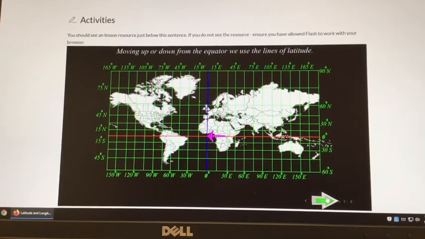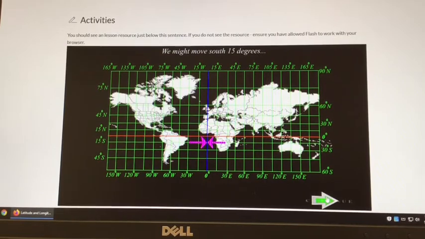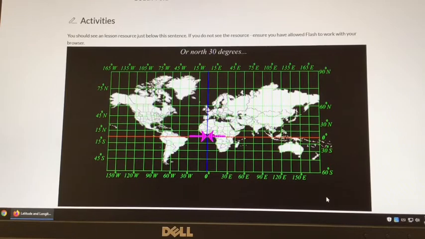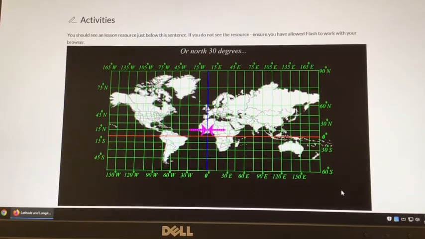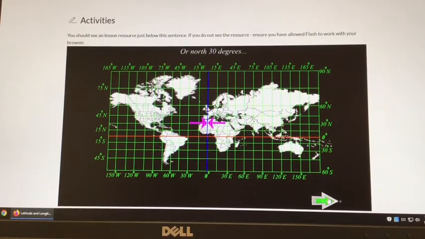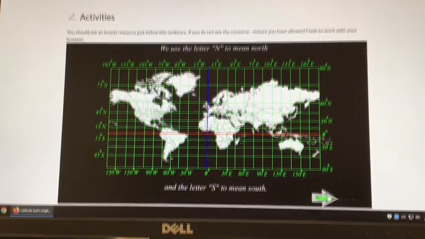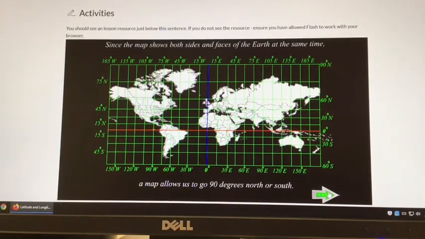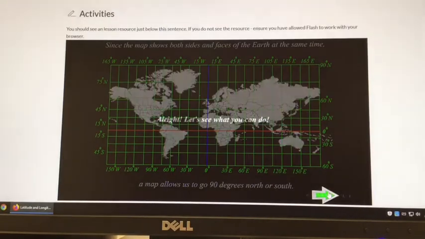Moving up or down from the equator, we use the lines of latitude. We might move south 15 degrees, or 30 degrees, or north 30 degrees. We use the letter N to mean north and the letter S to mean south. Since the map shows both sides and faces of the Earth at the same time, a map allows us to go 90 degrees north or south.